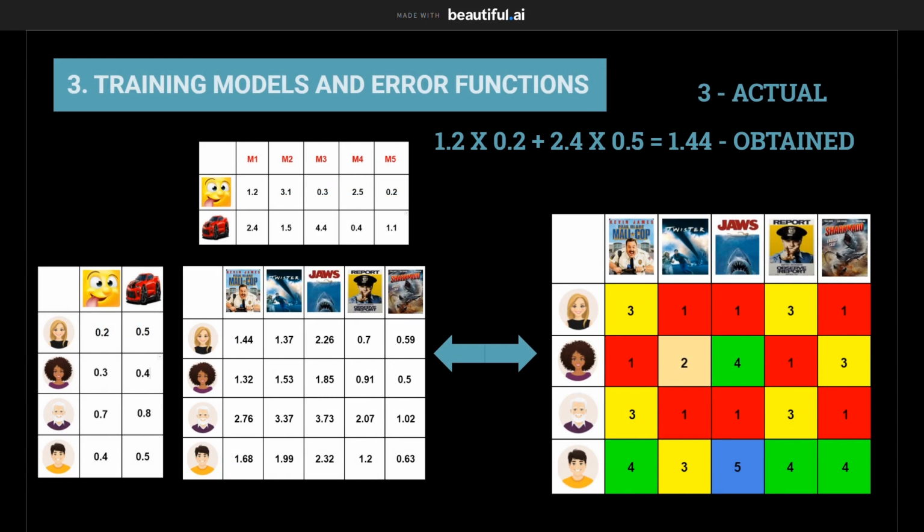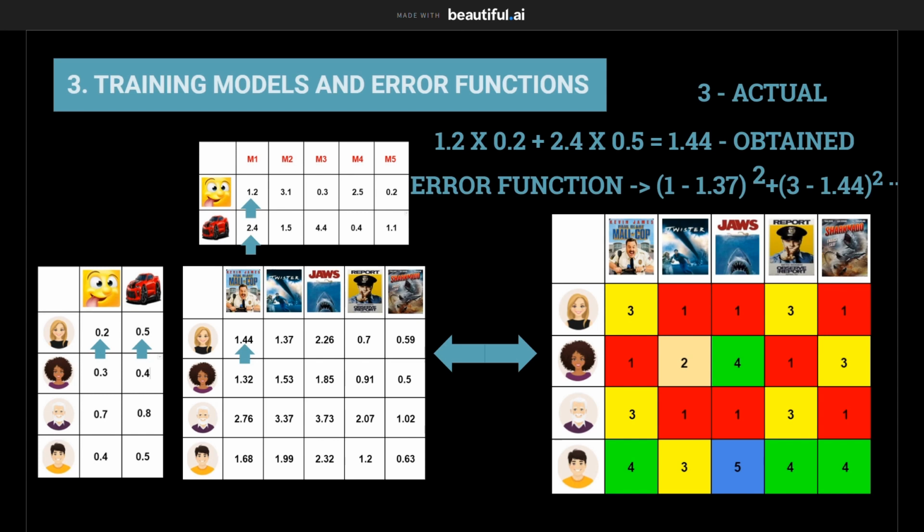So let's come to the actual working of it. How do we start? In general, we're going to randomly initialize the two matrices with random values and we calculate the values of the boxes. For example here, 1.2 into 0.2 plus 2.4 into 0.5 will yield 1.44, which is less as compared to 3. So we can apply an error function and calculate how much the value generated is deviating from the actual value and accordingly tweak it so as to get values similar to the one on the right. For example, 1.44 has to increase so as to come closer to 3.